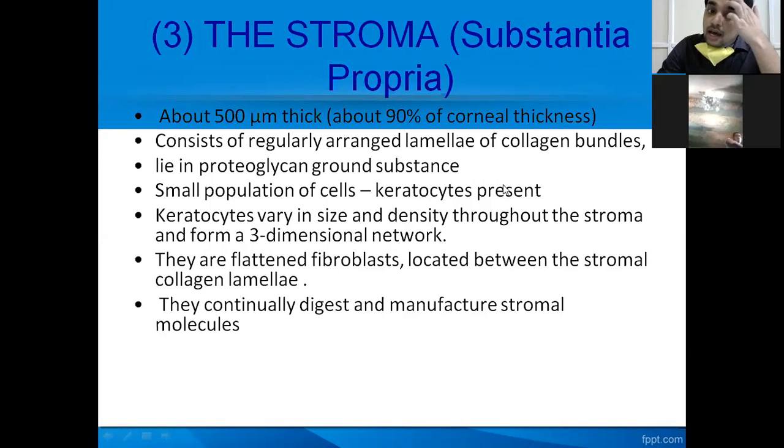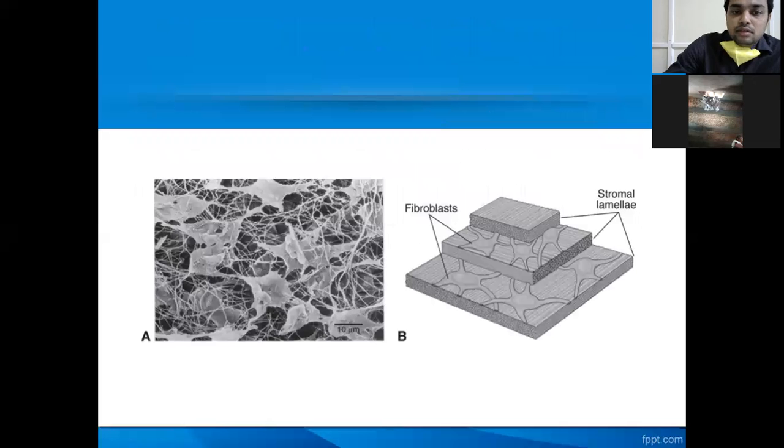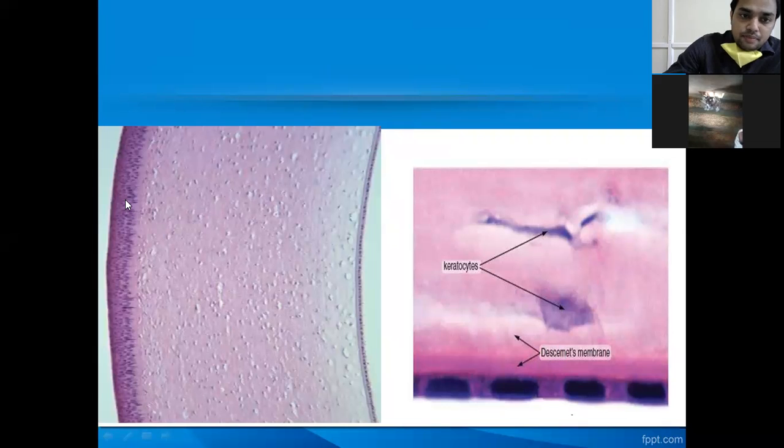These keratocytes are nothing but the flattened fibroblasts. The density and size of these keratocytes varies at the different depths of the stroma. The main function of the keratocytes is they digest and manufacture the stromal molecules. So these are the keratocytes. In this picture, you can see the keratocytes, and these are nothing but the flattened fibroblasts. So this is the epithelium, followed by Bowman's membrane, then stroma. These are the histological slides of keratocytes, and this is the stroma, followed by Descemet's membrane, then endothelial cells.